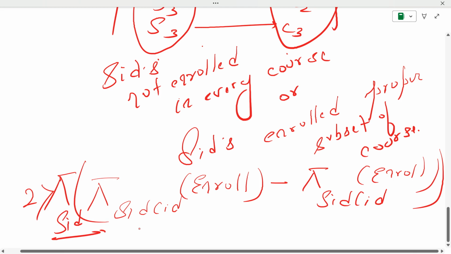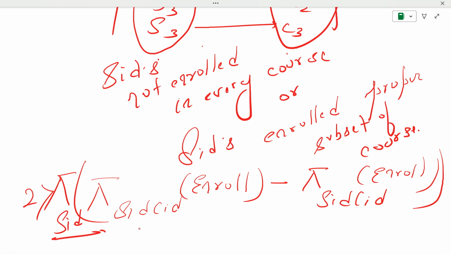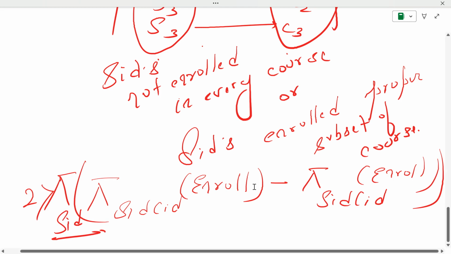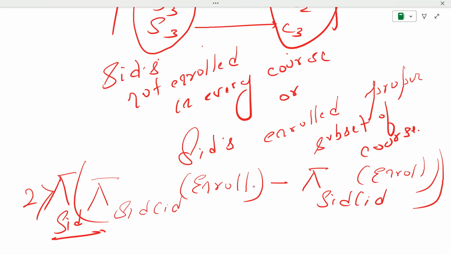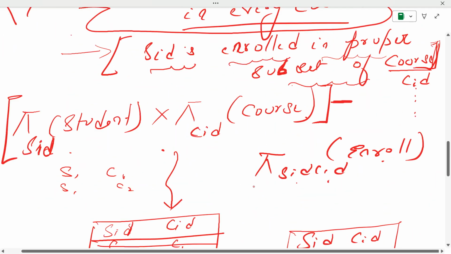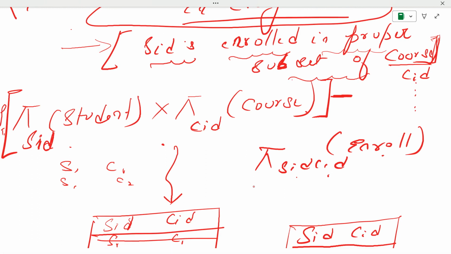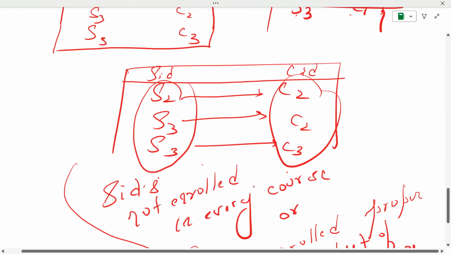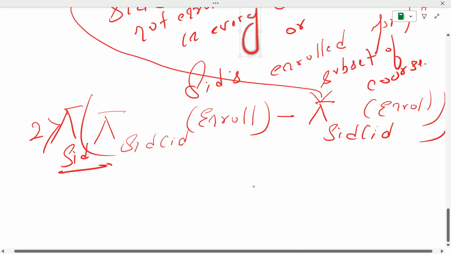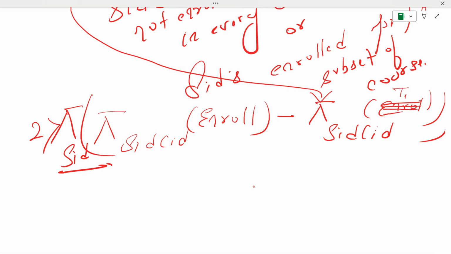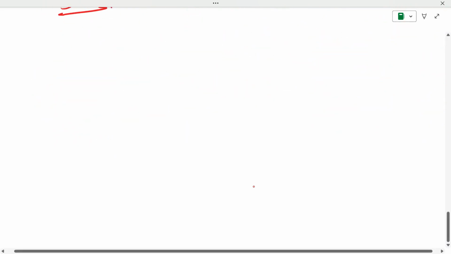So this is how it is being written. Now, we are subtracting this part. Let's term this as row T1. So we are subtracting from here the SID CID of T1, temp1. Or let's rewrite it again.